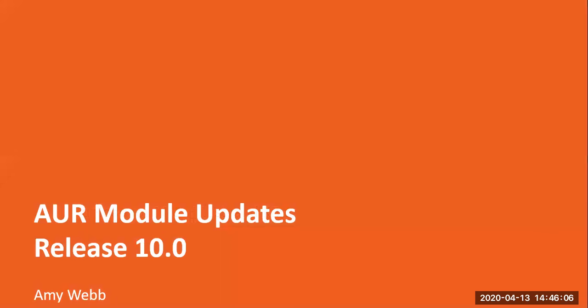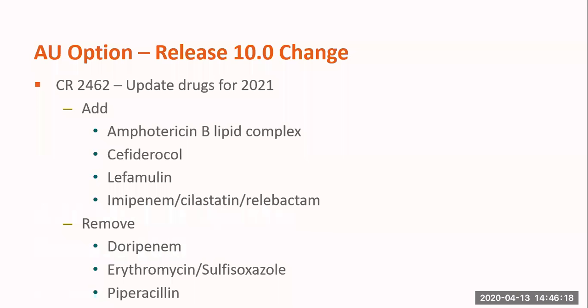Thank you, Laura. All right, so then as Ahmed mentioned, 10.0 is scheduled for December of this year. So I'll be covering the changes for the AUR module that are scheduled for December. So the first main change for our AU option is to update the drugs required for reporting for 2021. We will be adding 4 new drugs to the AU option and removing 3 drugs.